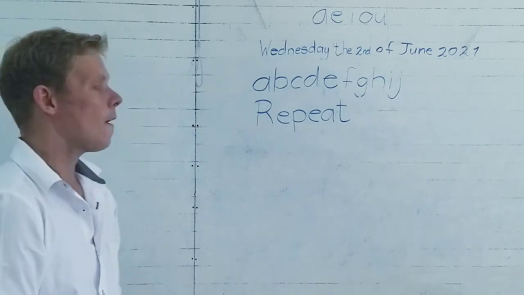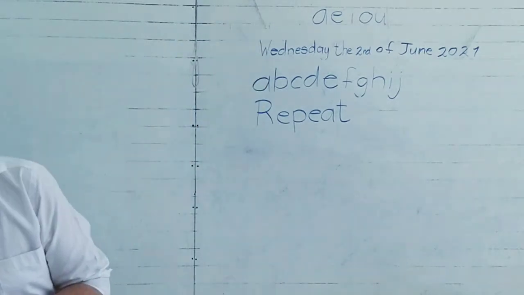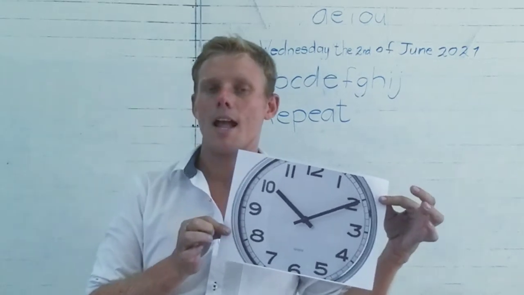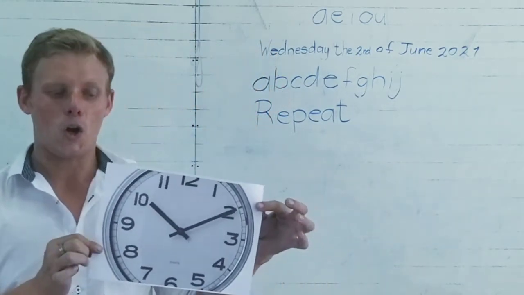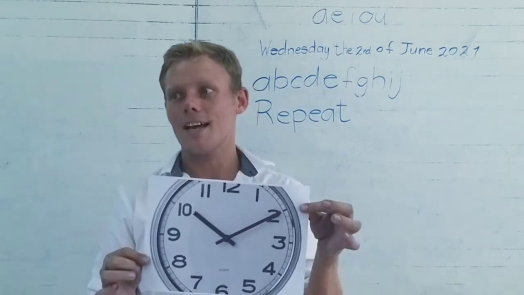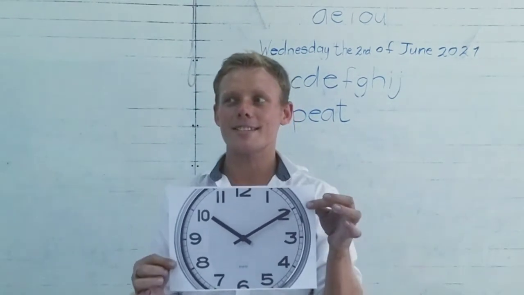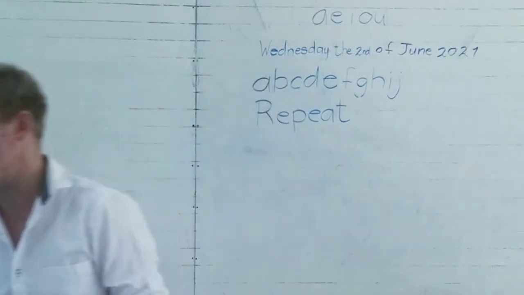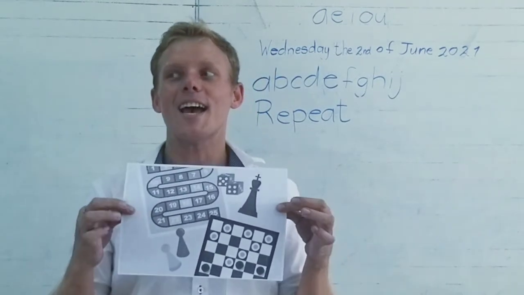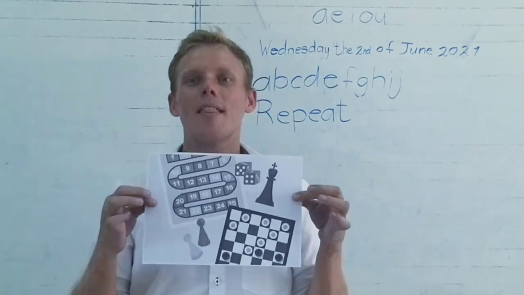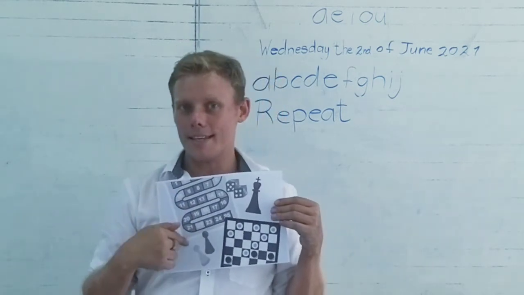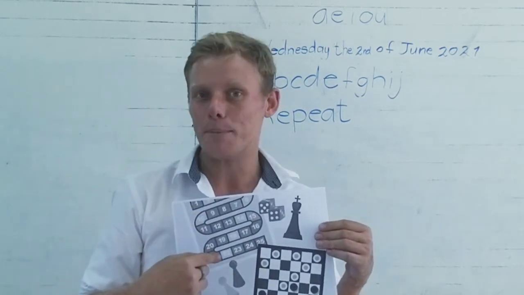Yesterday we looked at a few words. Who can remember what is this? Clock. This is a clock. Number two, what is this? This is a board game.